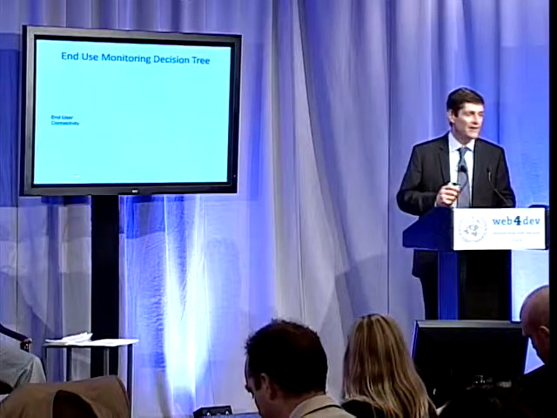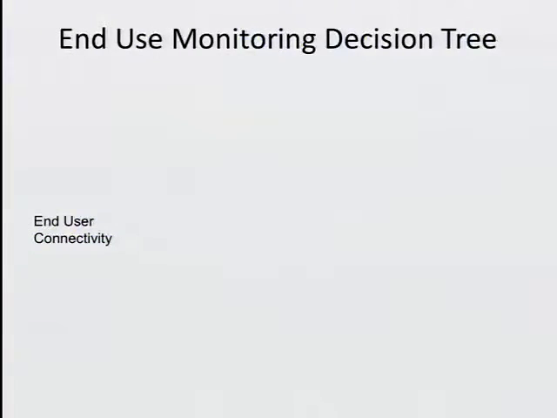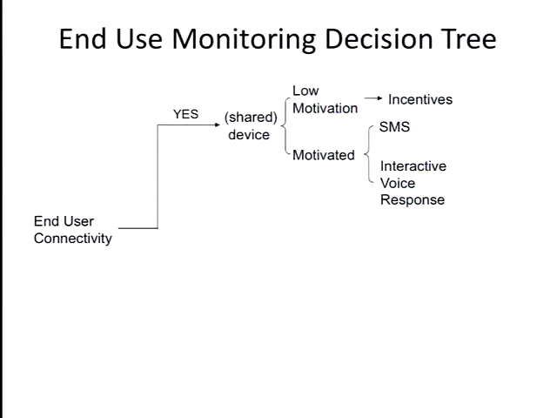So let's move to end-use monitoring. When we want to do this type of intervention, the question that we should ask first is, do these people have connectivity, a channel open with us? Sometimes in the developed world, this is by means of a shared device. If they are not motivated, as I mentioned before, we should think about incentives for them to report.